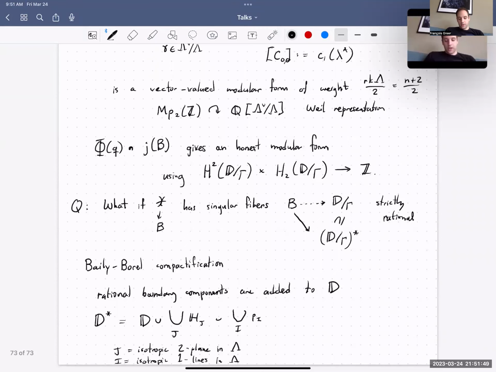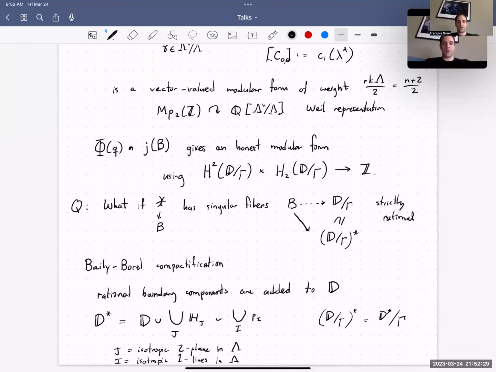Okay, and then D mod gamma star is just defined to be D star mod gamma. So in the case when n is equal to 1, this actually recovers the construction of modular curve compactifications for H mod SL2Z. If you're familiar with that, you just add all the rational points on the real axis as well as infinity, and then SL2Z acts on those rational boundary points, and the quotient gives you a compact Riemann surface, a compact modular curve. So this is just a mild generalization of that.